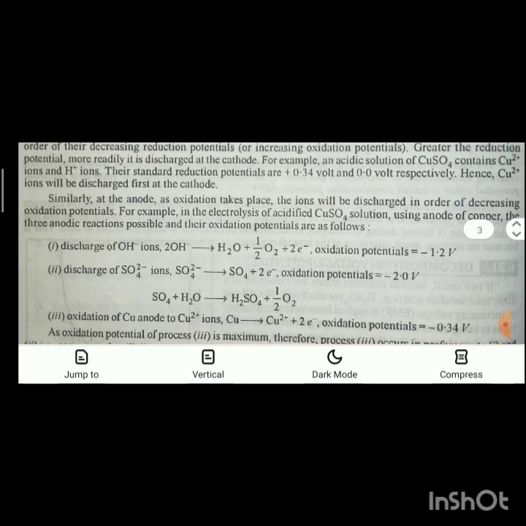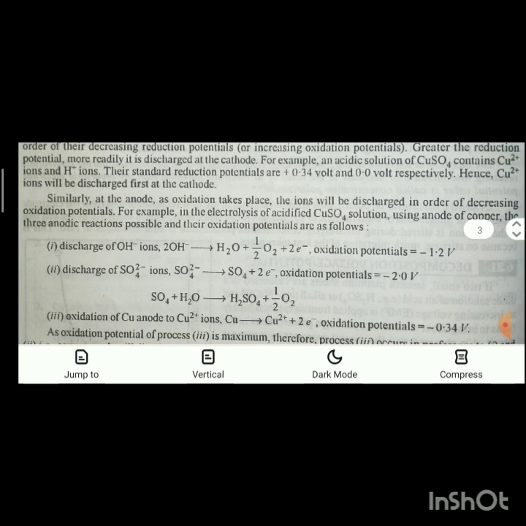For example, an acidic solution of copper sulfate contains Cu2+ ion and H+ ion. Their standard reduction potentials are +0.34 volt and 0.0 volt respectively. Hence, Cu2+ ion will be discharged first at the cathode.